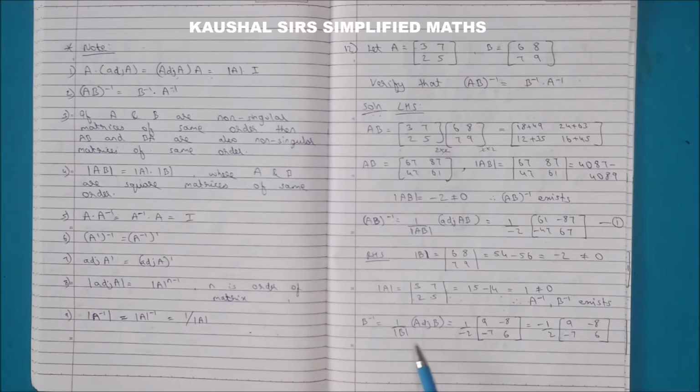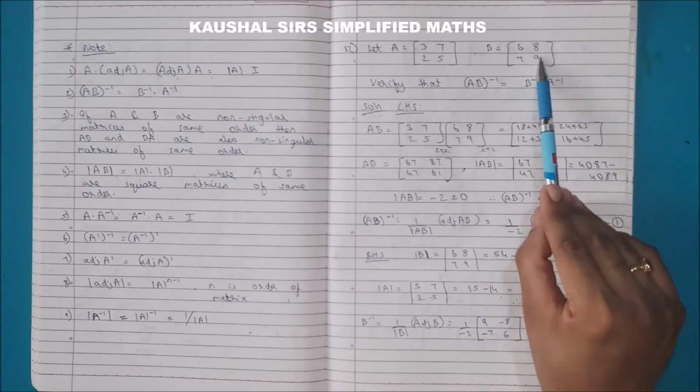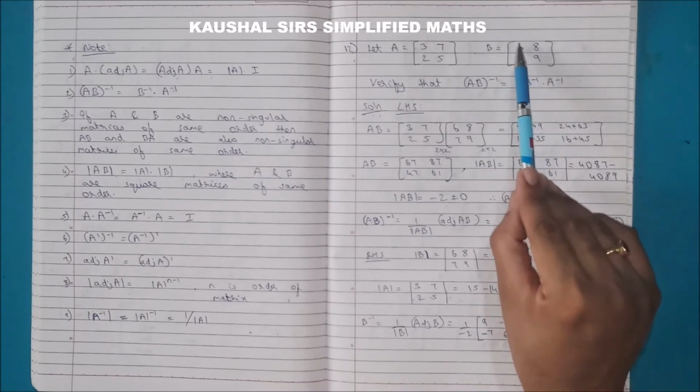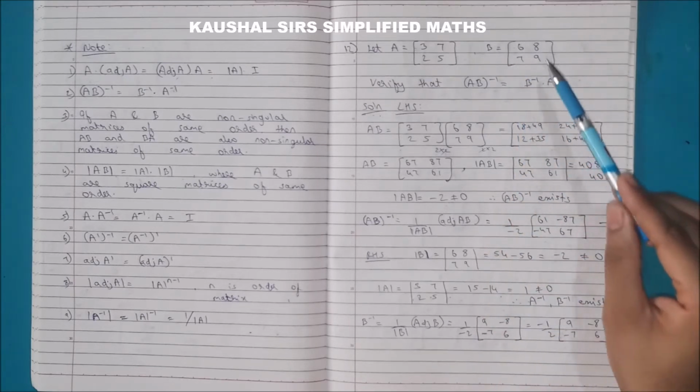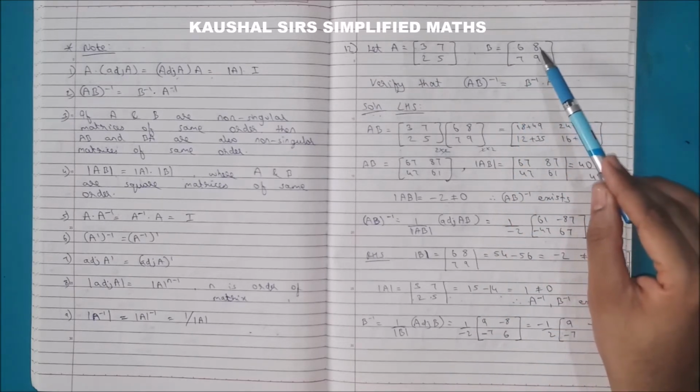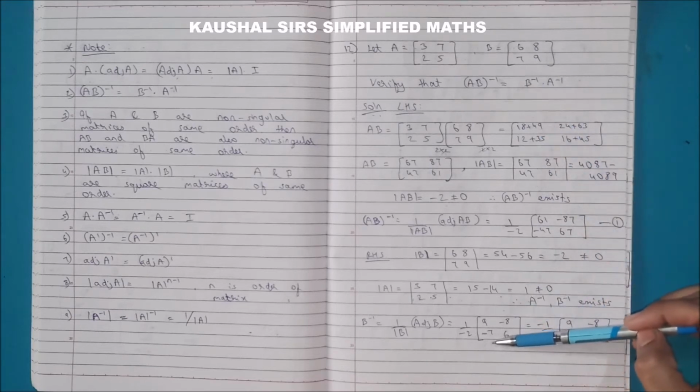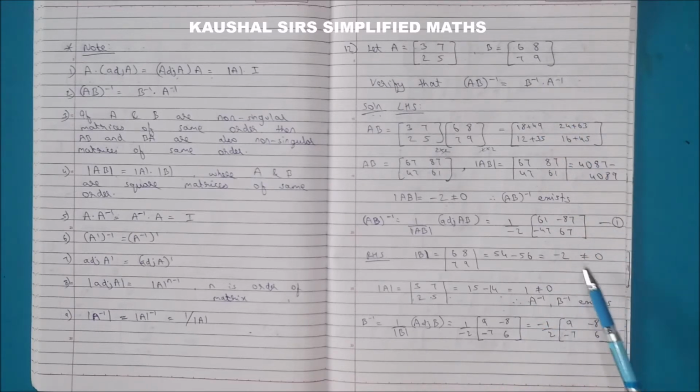It is 1 upon determinant of B into adjoint of B. Now how to find adjoint of B? Please tell me. We interchange these two elements. तो यहाँ पे 9 आ जाएगा, यहाँ पे 6 आ जाएगा and we change the sign of these two elements. तो ये minus 8 हो जाएगा और ये minus 7 हो जाएगा. Okay, and determinant of B we have got as minus 2. So this is your B inverse.